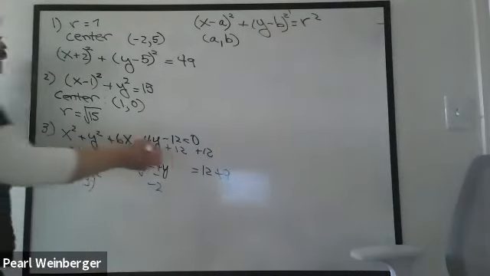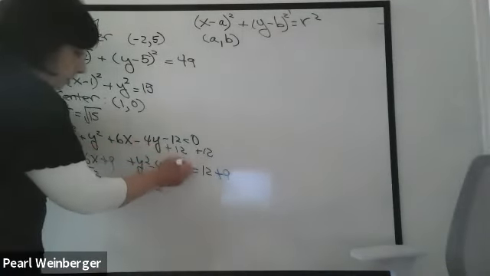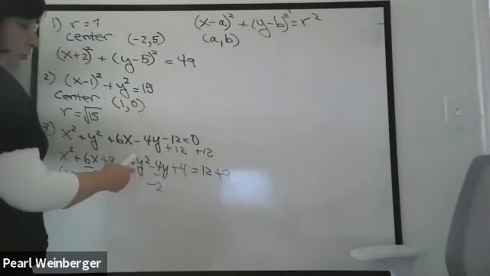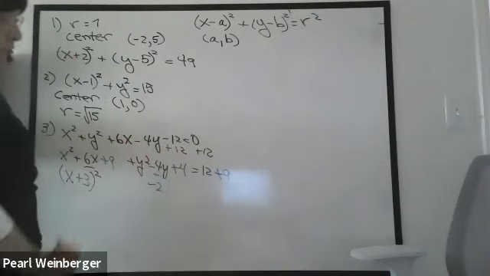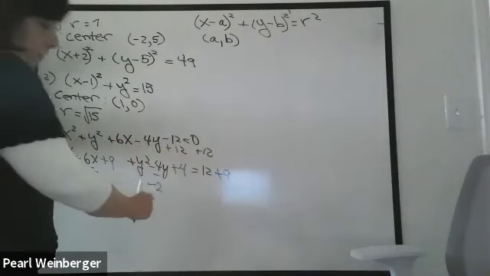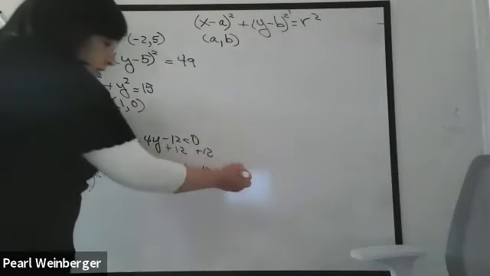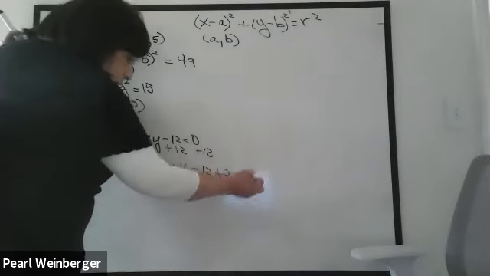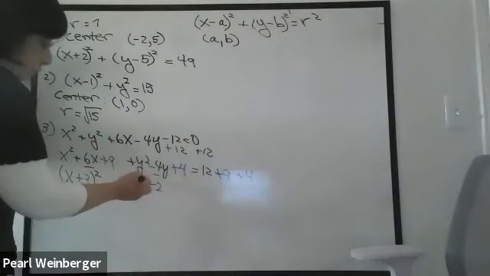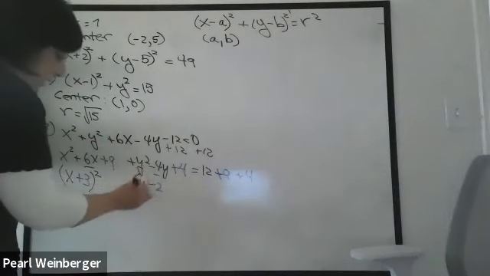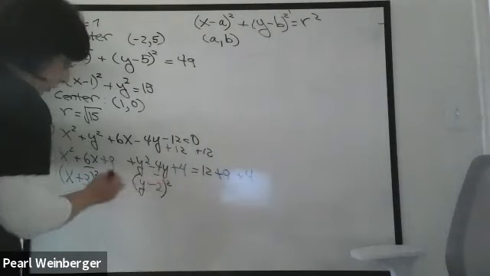-2 times -2 is +4. So you have to add 4 to the y squared minus 4y to make that into a perfect square trinomial. Of course, I added 4 over here, I've got to add 4 on the other side as well. And then this becomes the binomial y minus 2 squared.